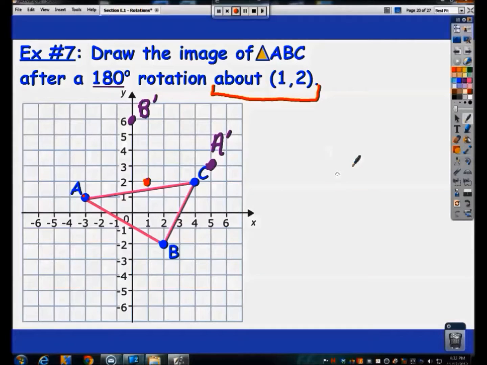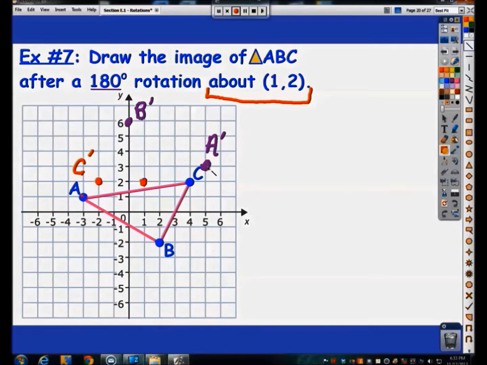Now for point C. You will notice there is no rise. We have a rise of nothing, but we run 1, 2, 3 to the left. So we're just going to repeat. We're going to go up and down nothing, but go over to the left 1, 2, 3. And there's C prime. Now, is it true that C prime, the center of rotation, and C all make a straight line? Yeah, they make a horizontal line. So that is a 180 degree rotation.